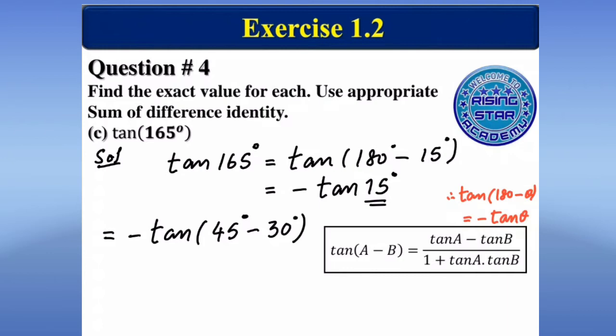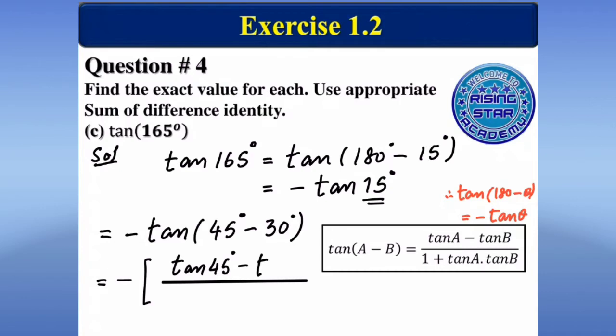So now I will write negative tan of 45 minus tan of 30 over 1 plus tan of 45 into tan of 30. In the next step, we will put their values.